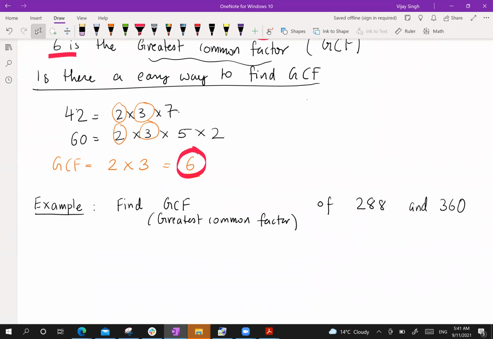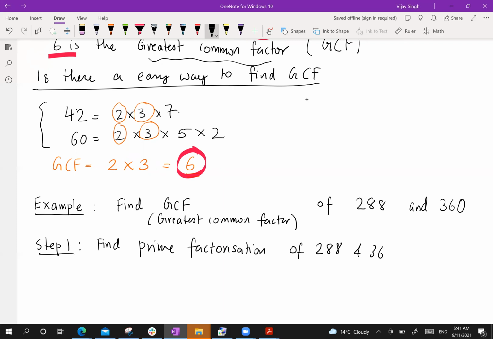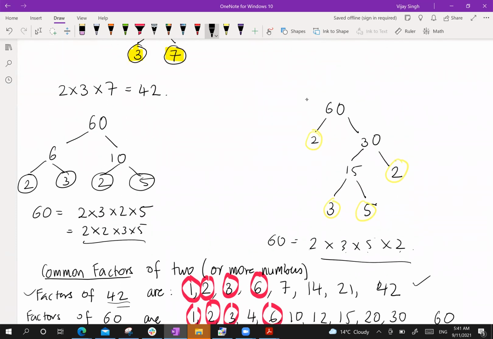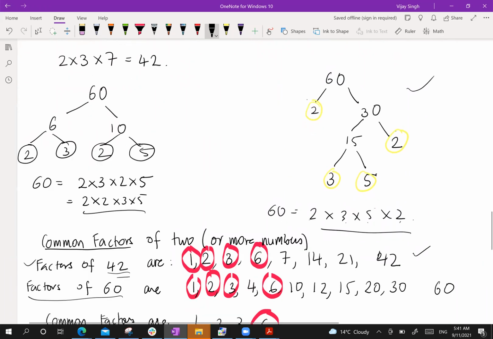Okay, so how do we go about this? First of all, step 1, find the prime factorization. We are going to use this method because otherwise listing all the factors of 288 is going to be a cumbersome job. So find the prime factorization of 288 and 360 using the factorization tree. A tree is just a structure, we are calling it a tree. Just a name.